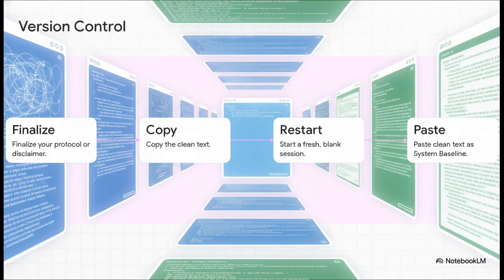And tactic 3 is absolutely vital to fighting that context window dilution we talked about earlier. It's called micro-increment version control. Do not let these conversations run on indefinitely. Once your protocol is finalized, copy the clean text, close the chat, start a completely fresh session, and paste it as your new baseline. This completely purges all that hidden conversational baggage and semantic looping from the AI's short-term memory. It's a total game changer.